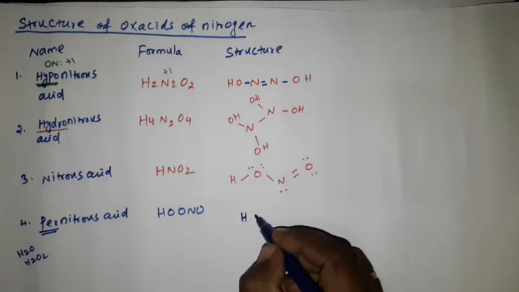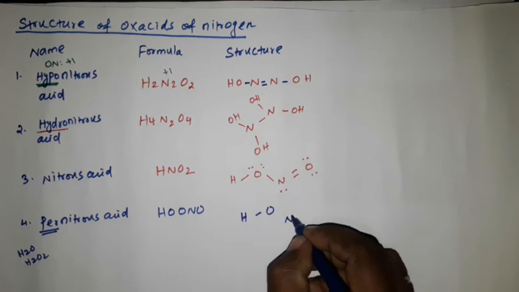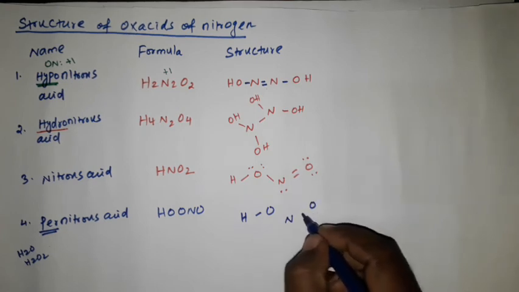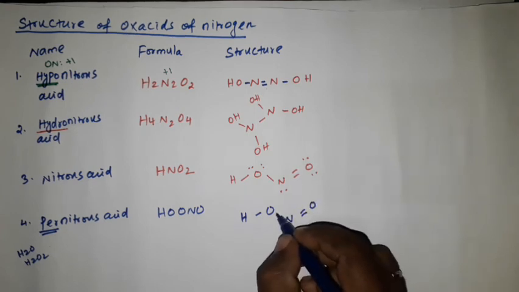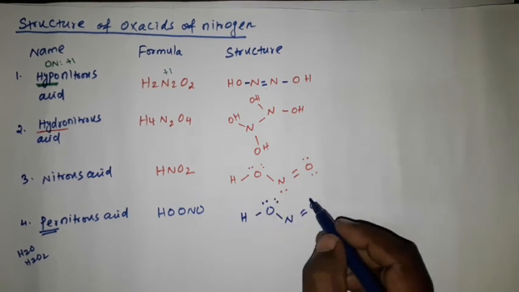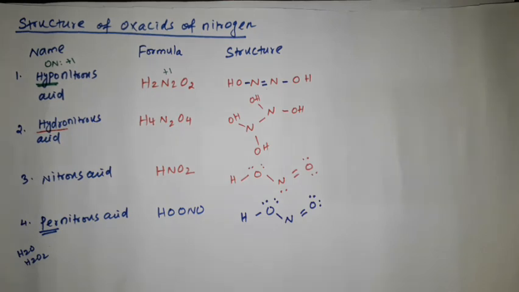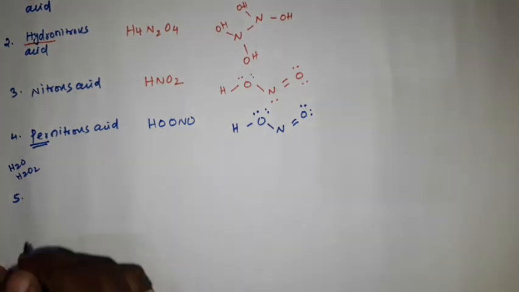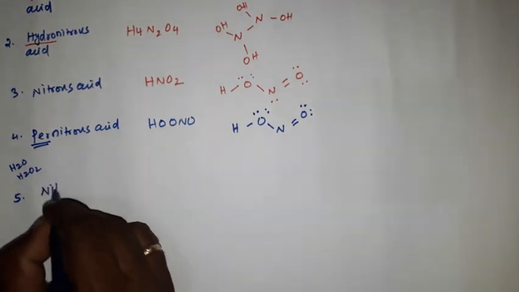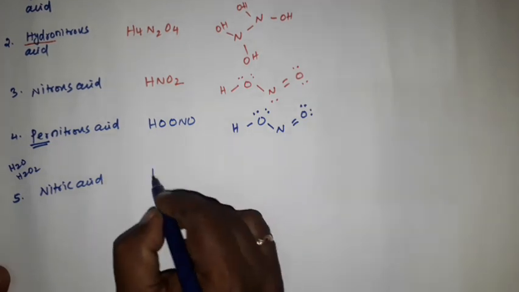hydrogen, oxygen, then nitrogen, then oxygen. Here double bond will come, here one single bond, here 4 electrons, then here 4 electrons. So try this Lewis structure, you will get this structure. Next one is nitric acid. That formula is HNO3.